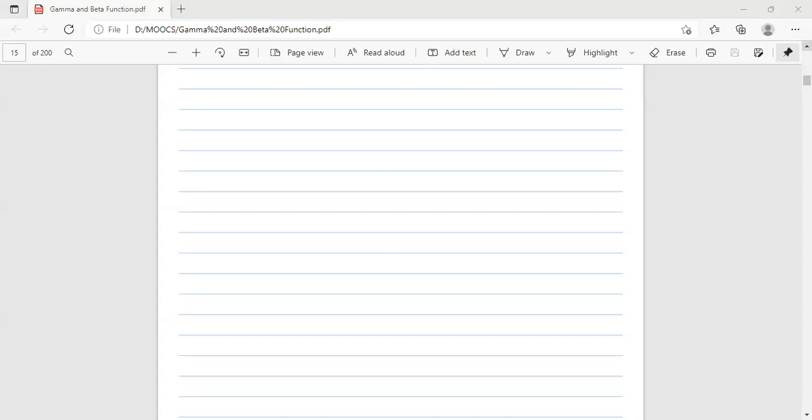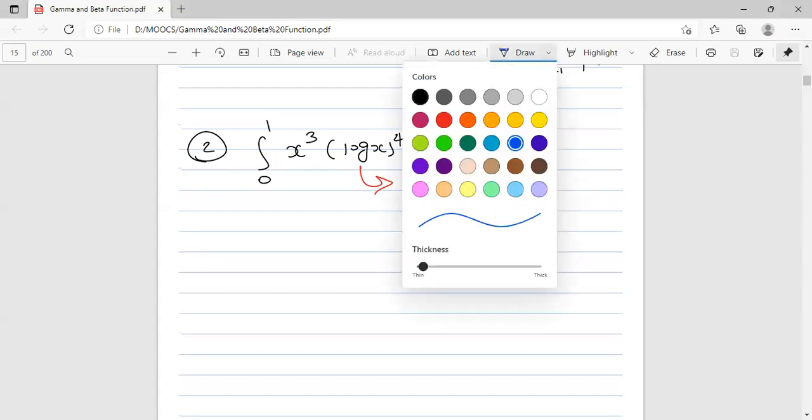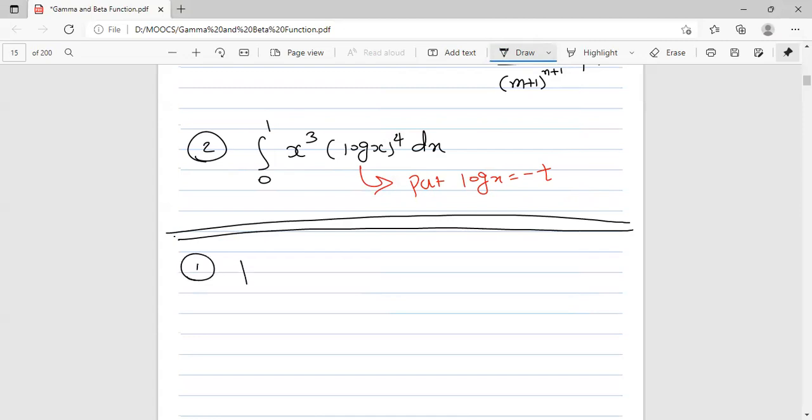Up till now, we have discussed the gamma function. We will recall this. Now we know the definition of this gamma function is integration 0 to infinity e raised to power minus x into x raised to power n minus 1 dx. Then we know gamma of 1 is equal to 1.